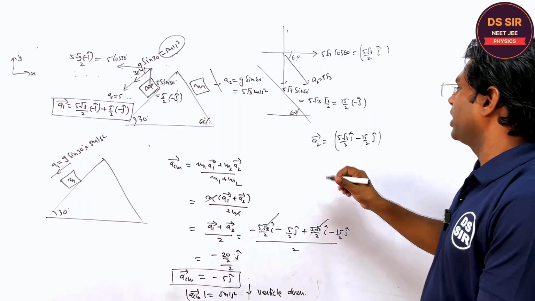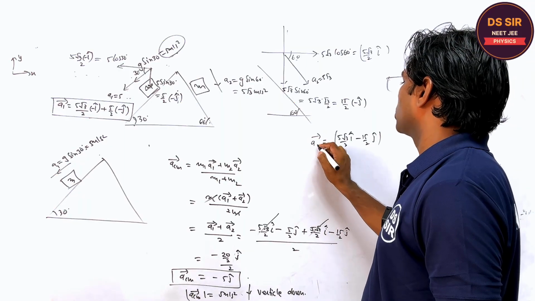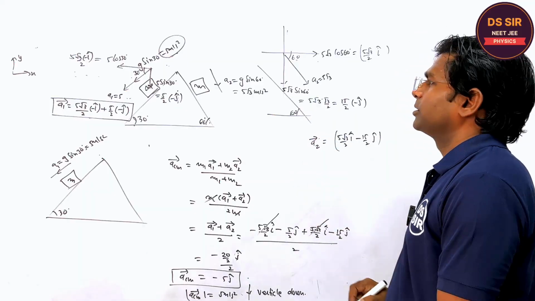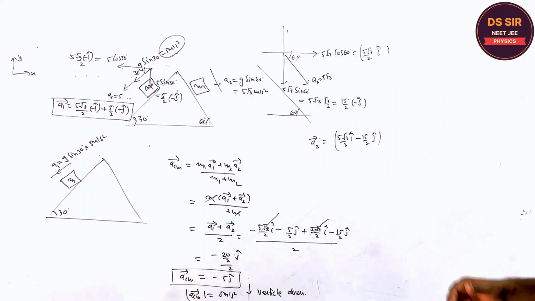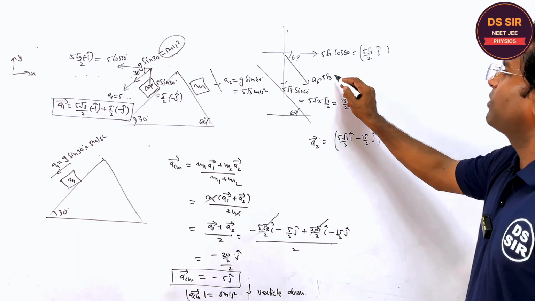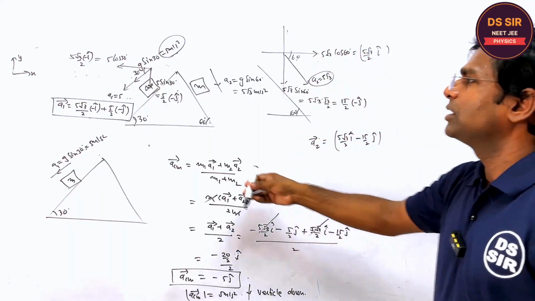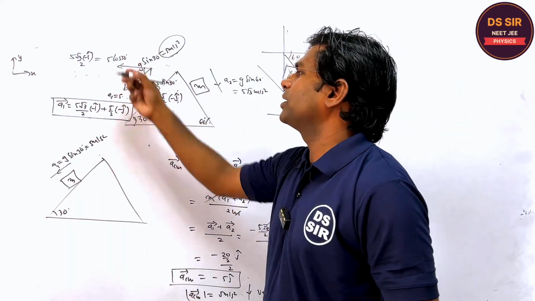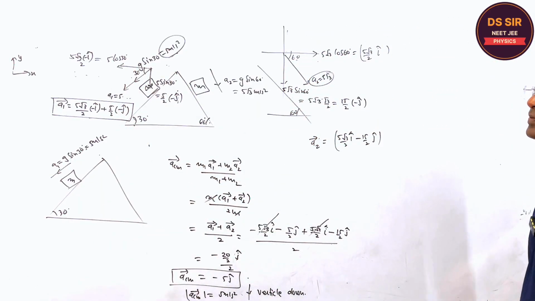The A2 you had found, is it correct or not? This is the 5 root 3 component. This is the 5 component. The 5 meter per second square is the correct answer. It is vertically downward.